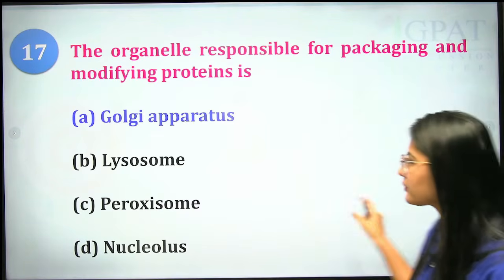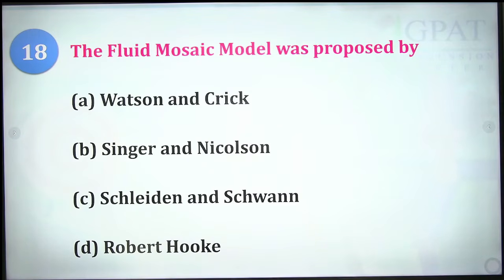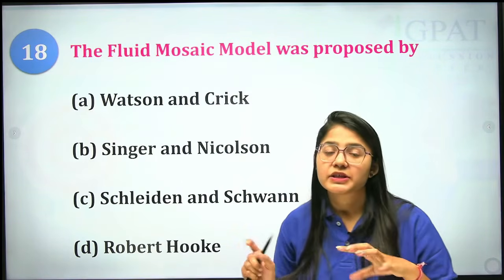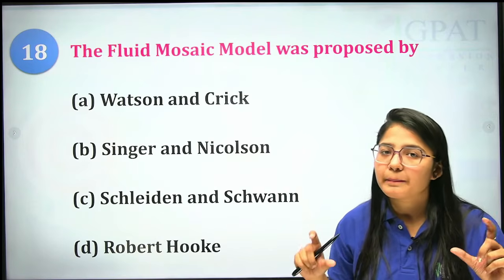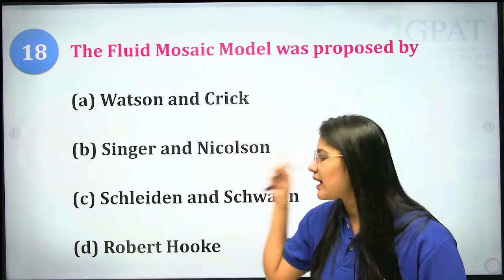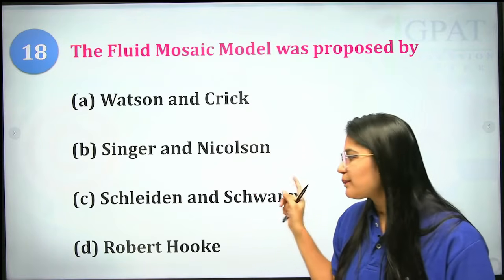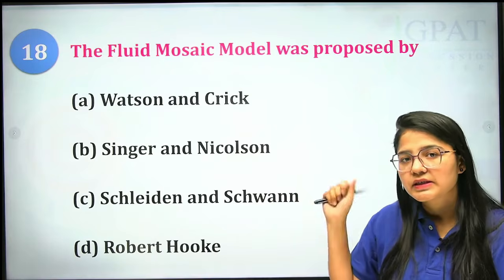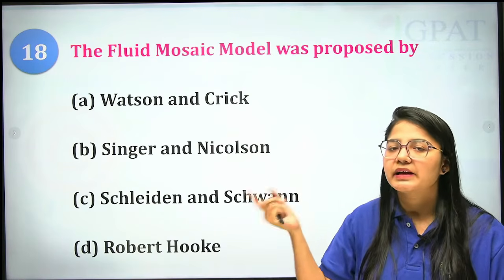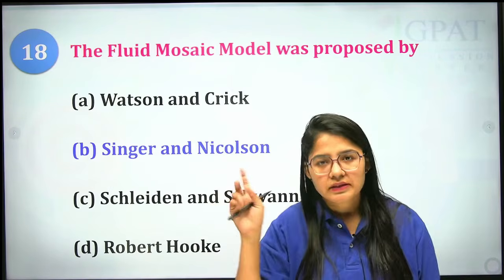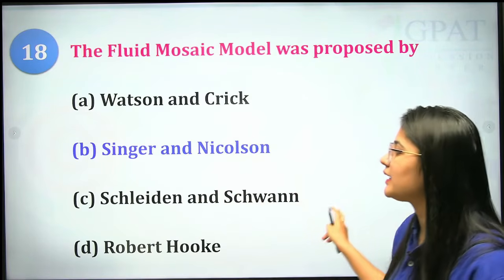Clear? Next question. The fluid mosaic model was proposed by. The fluid mosaic model, that is, the structure of your plasma membrane, a sandwich-like structure, was given by Singer and Nicolson. Clear? As you know, Robert Hooke was responsible for the discovery of the cell, but that was a dead cell. He named it a cell. Watson and Crick gave the double helical structure of your DNA.